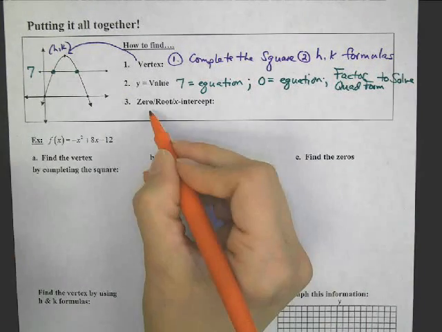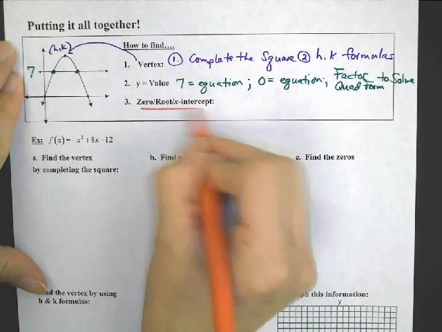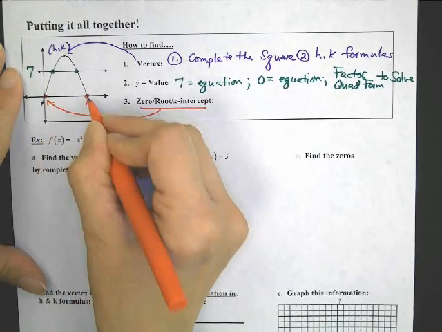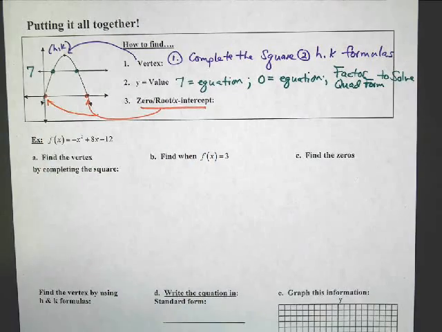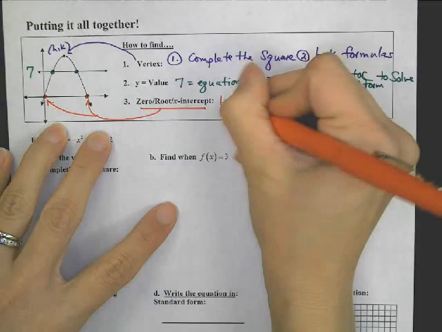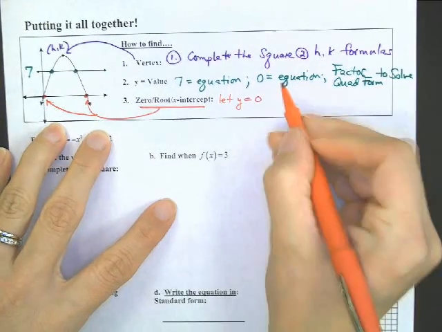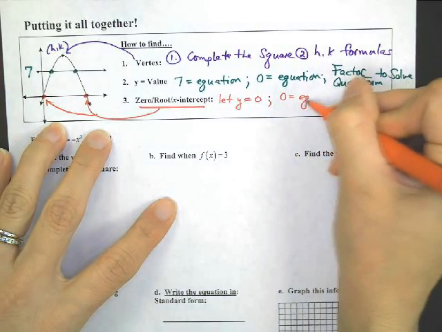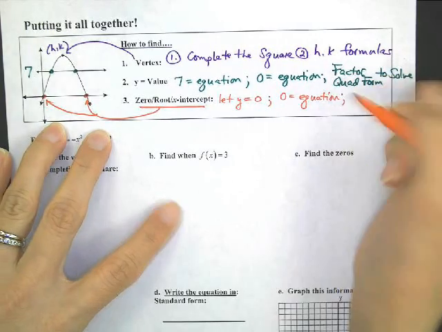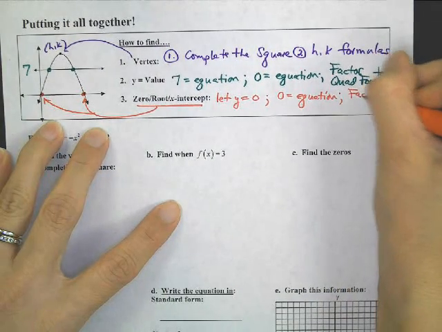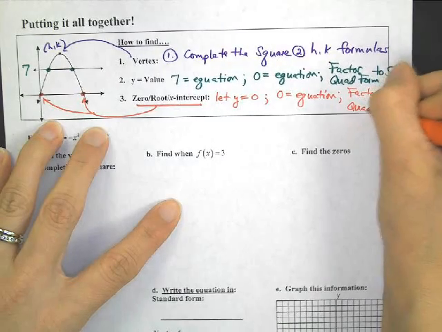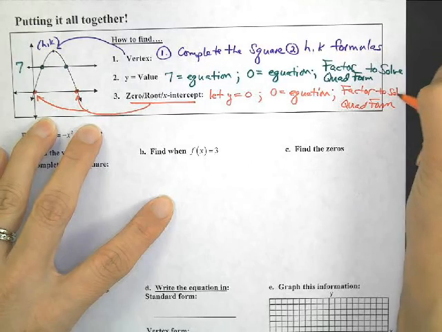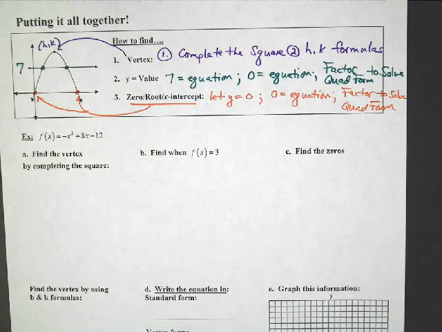What if it wants the zeros or the roots or the x-intercepts? See, all those things are located right here. Okay, and whenever you touch the x-axis, you have a 0 for the y value. You let y equal 0. So you're picking up right at this step. So you already have 0 equals the equation. And then you either factor or you use the quadratic formula to solve. So we're at the same point there.